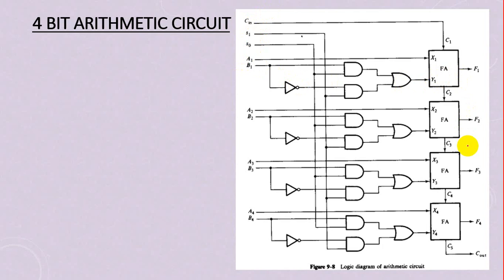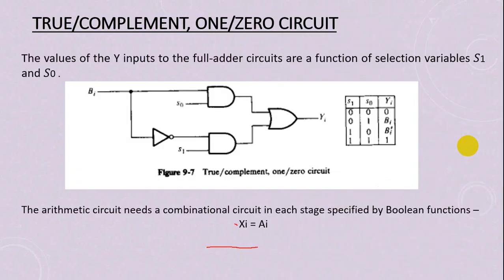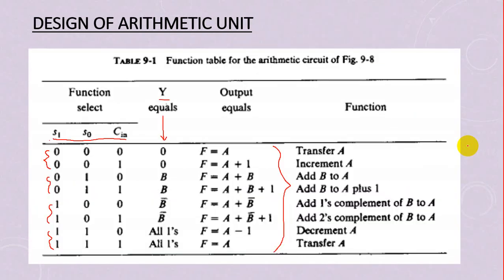So we have designed a 4-bit arithmetic circuit that will perform different arithmetic operations. What arithmetic operations will it perform? These 8 different arithmetic operations it will perform. So what we have done till now, we have designed the arithmetic circuit and the circuit for Y that will modify input B in terms of the selection pins automatically to perform the required arithmetic operation. Clear?